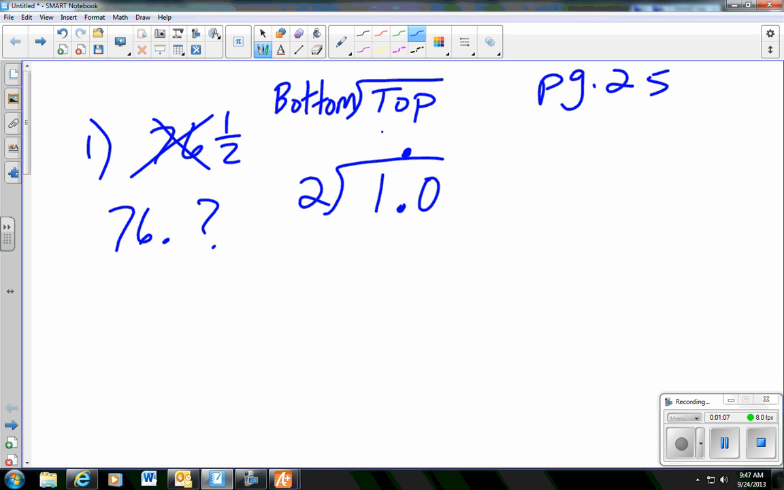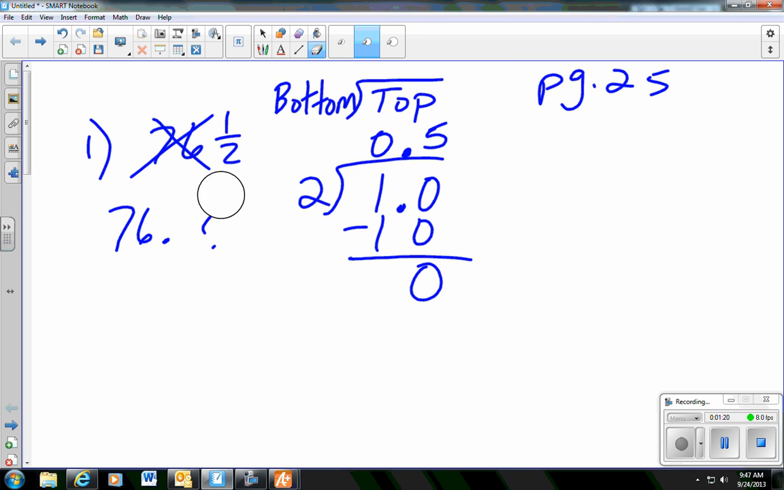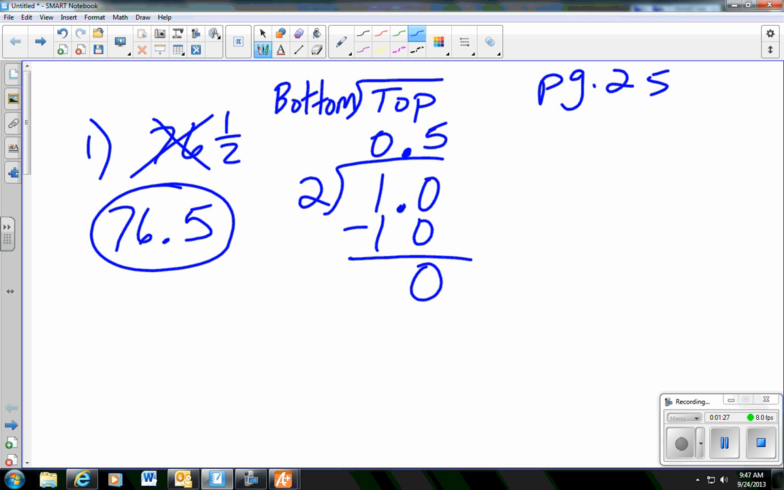So 2 goes into 1 0 times, and then 2 will go into 10 5 times. 5 times 2 will give us 10, and 10 minus 10 is 0. So we know 1/2 as a decimal is 0.5, and we've got that whole number 76 there, so we just write 76.5. And there's your answer for changing the fraction to a decimal.